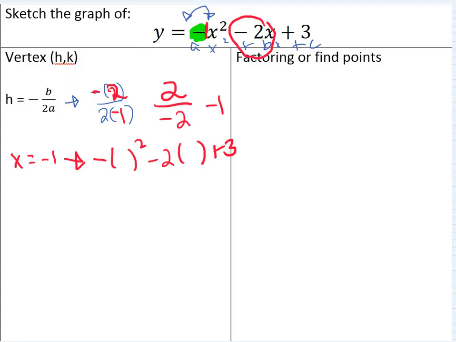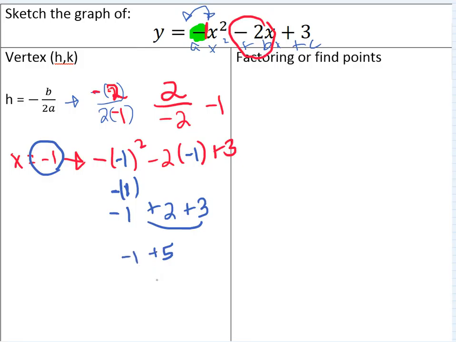So what are we going to plug in? Well, we said that x is equal to negative 1, so negative 1 and negative 1. So negative 1 squared is 1, times negative is a negative 1. Negative 2 times negative 1 is positive 2, plus 3. 2 plus 3 is 5. Negative 1 plus 5 is 4. So my vertex is negative 1 and 4.